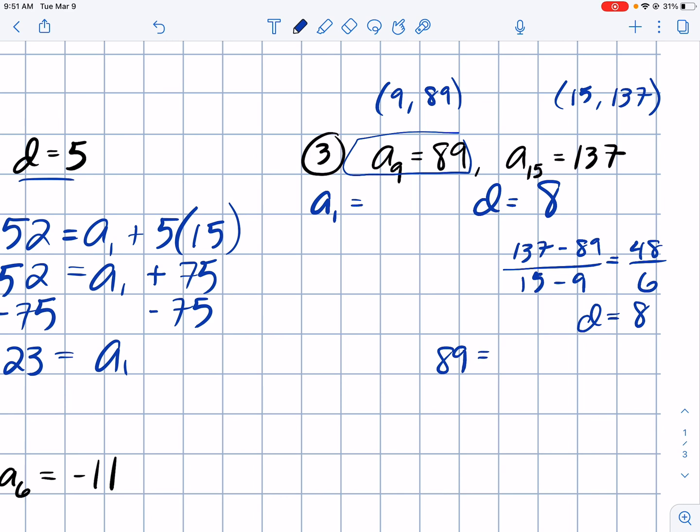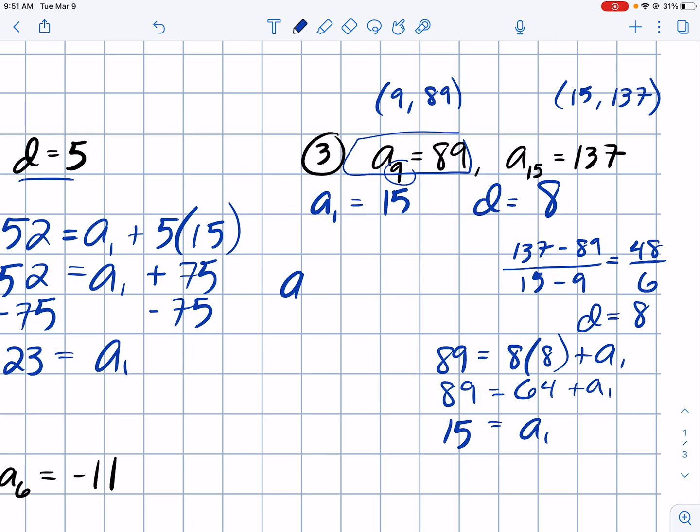89 equals our common difference of 8 times n minus 1. N for term 89 is 9. So 9 minus 1 is 8 plus your first term. So we get 64 plus our first term equals 89. Our first term, therefore, is 15.